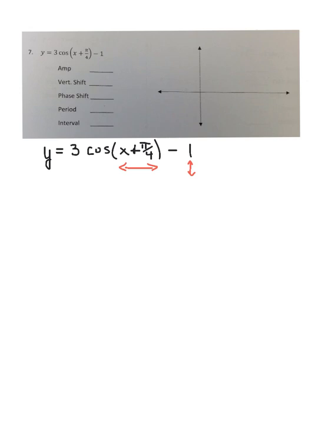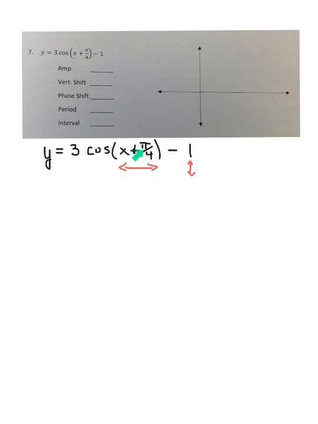Okay, so hopefully you remember from a little ways back, I would say about a month or so ago, we talked about shifts. And remember, if you have a number that's inside the parentheses, that's a shift left or right. And if you have a number outside the parentheses, that's a shift up or down. So in this case, we're going to have a shift down 1.